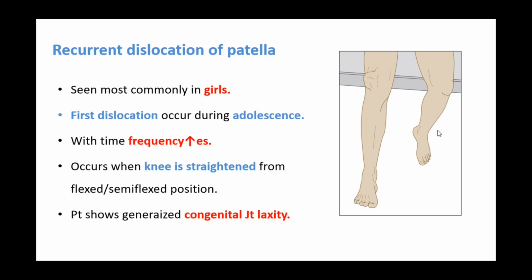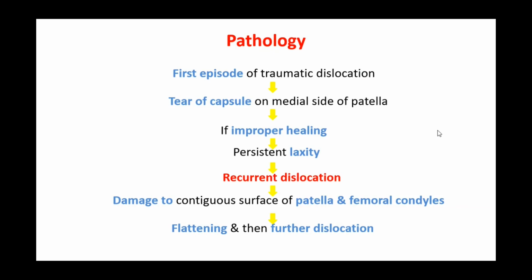It occurs often when the knee is straightened from the flexed or semi-flexed position. Patients show generalized congenital laxity, which results in this kind of dislocation. Now let's see the pathology.